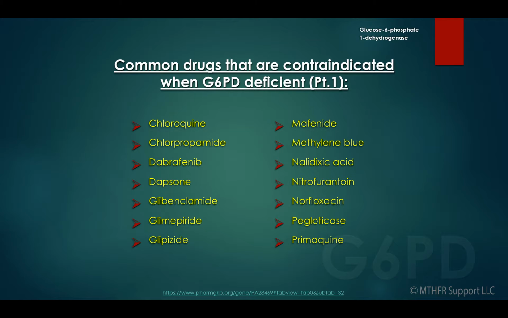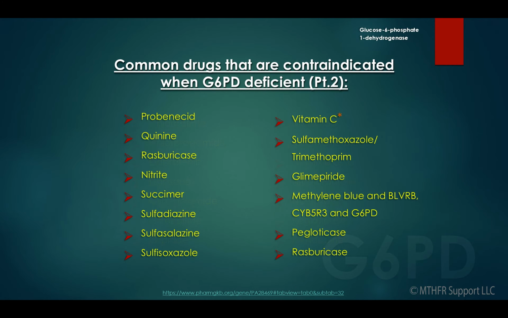nalidixic acid, nitrofurantoin, norfloxacin, pegloticase, primaquine, probenecid, quinine, rasburicase, nitrite, sulfadiazine, sulfasalazine, sulfisoxazole. Vitamin C as in ascorbic acid.